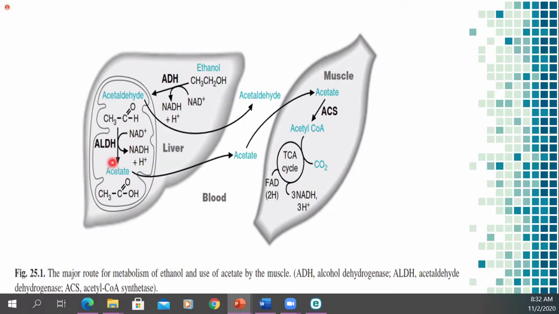by acetaldehyde dehydrogenase enzyme. And during this process, you are going to generate one, two NADH molecules, and the acetate will be transported to peripheral organs, and converted by acetyl-CoA synthetase, acetate to acetyl-CoA, and acetyl-CoA can enter the Krebs cycle to produce energy.